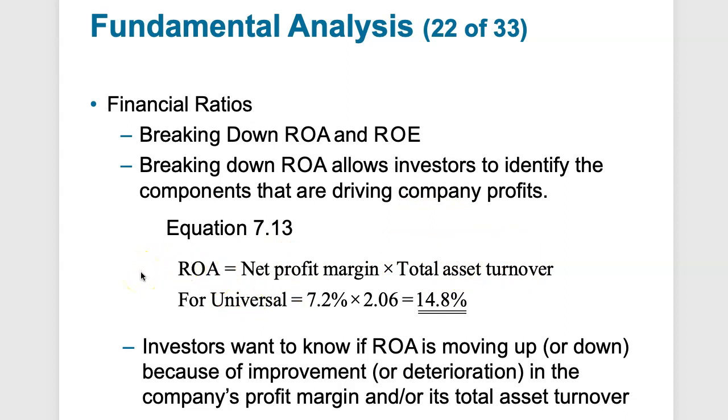So this is another way of knowing, is it the profit margin changing that's increasing our return on assets, or is it the total asset turnover changing that's increasing our return on assets? It gives us a better idea of what's causing that return on assets number to improve or deteriorate. Is it the profit margins, or is it the asset efficiency? This is why we can break return on assets down into this different equation, to get a better idea what side of the company is creating the increasing return on assets.